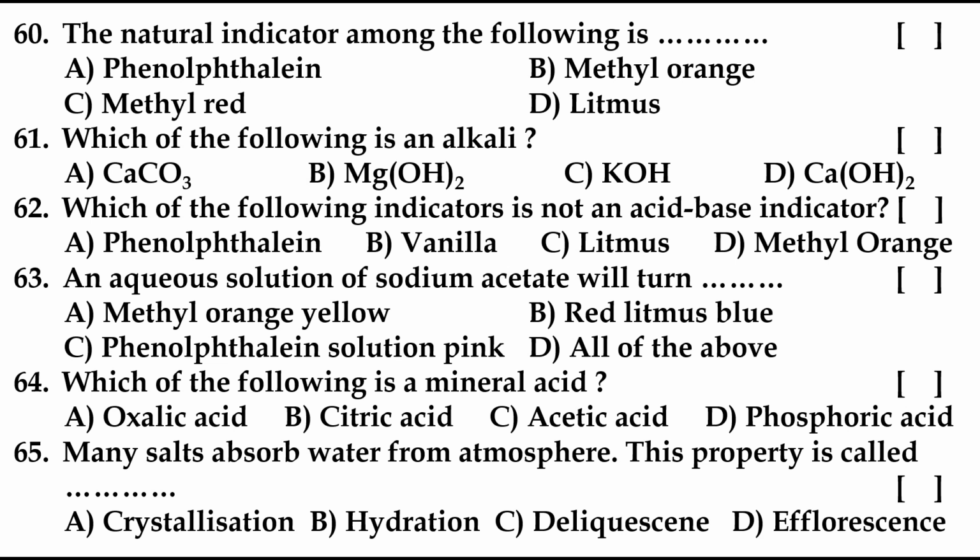60. The natural indicator among the following is dash. A. Phenolphthalein. B. Methyl orange. C. Methyl red. D. Litmus. Answer is option D, litmus.